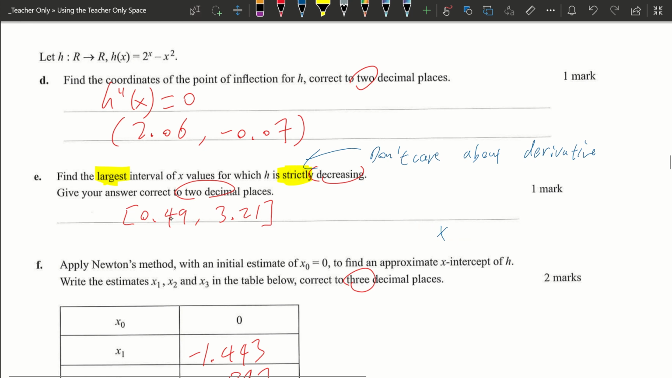Because if you include the turning point, it just means you can pick those 2 points in this interval. You can pick the turning point and the other turning point, and you check, is a bigger x value going to give you a smaller y value? And the answer is yes. Therefore, those 2 points should be included in your interval here because you want your largest interval.